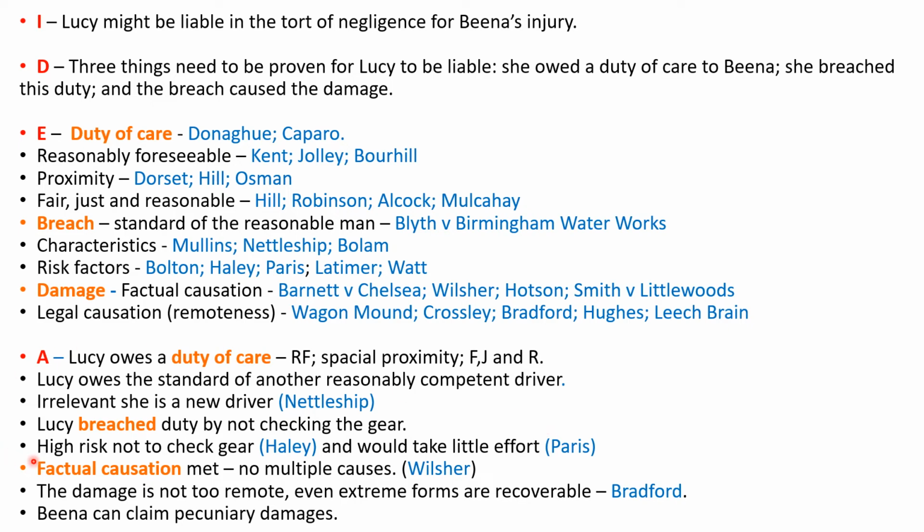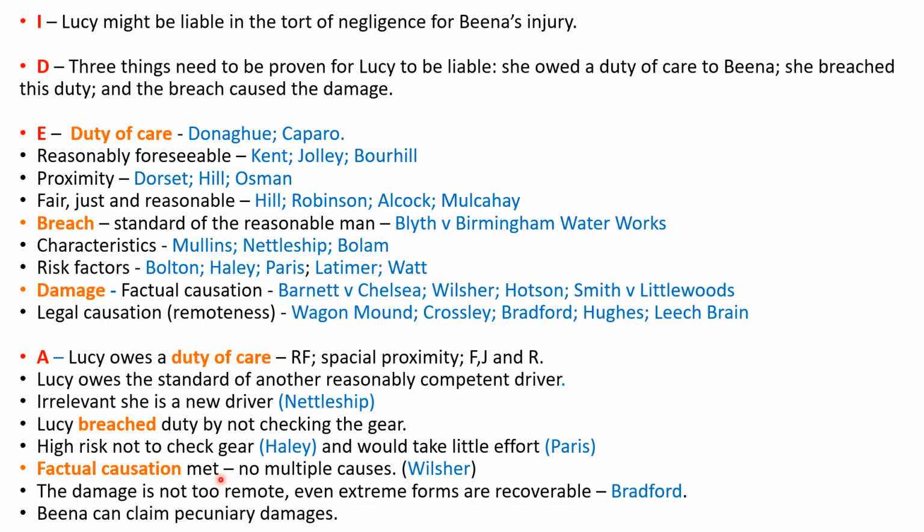And in terms of causation, it seems that factual causation is met because but for Lucy putting the car into reverse when she didn't mean to, Bina wouldn't have been hurt. There's no multiple causes like in the case of Wilsher. You know, there's no other possible explanation for Bina's whiplash other than this particular incident. And the damage is not too remote.